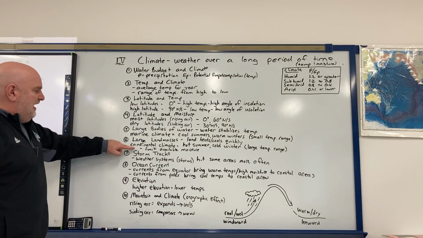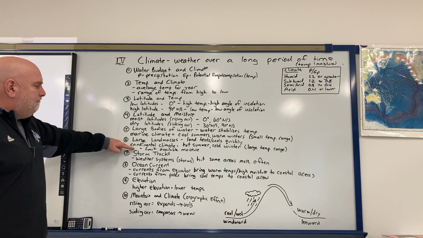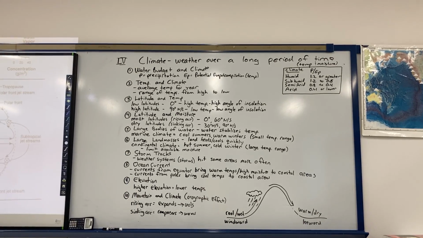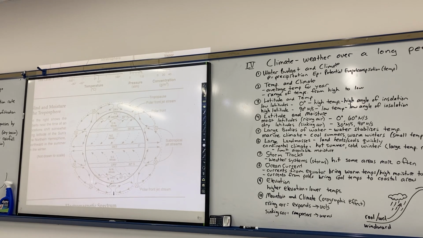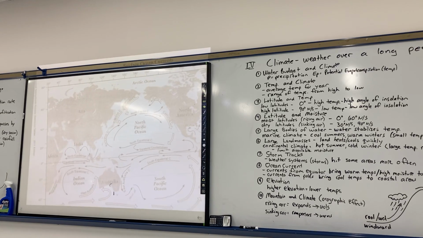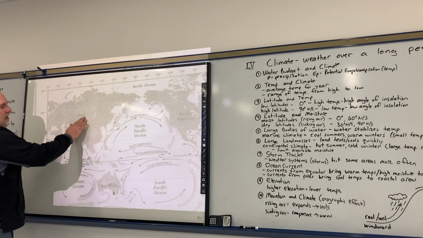Now, another thing about large land masses is that they can also limit your available moisture. So perhaps you may have heard of the Gobi Desert. All right. The Gobi Desert is a desert that is in Asia. Now, the reason why the Gobi Desert is a desert is because it's just really far away from a water source. So the Gobi Desert is like right around there, all right?